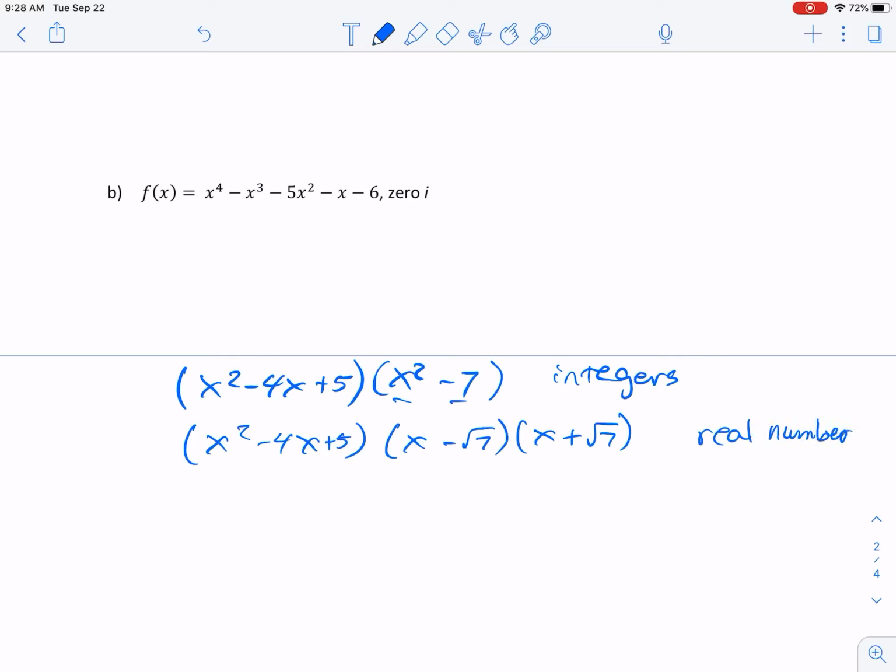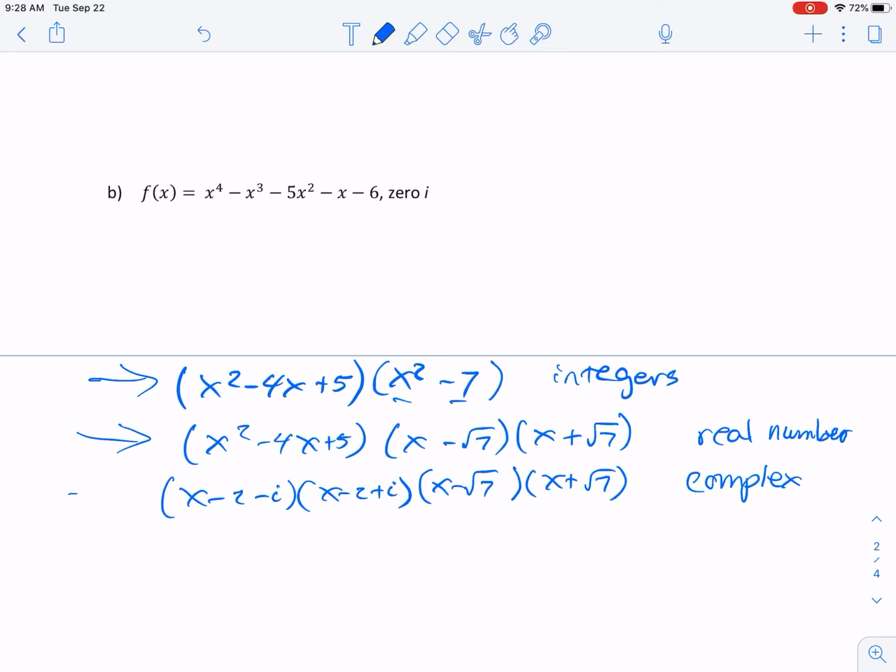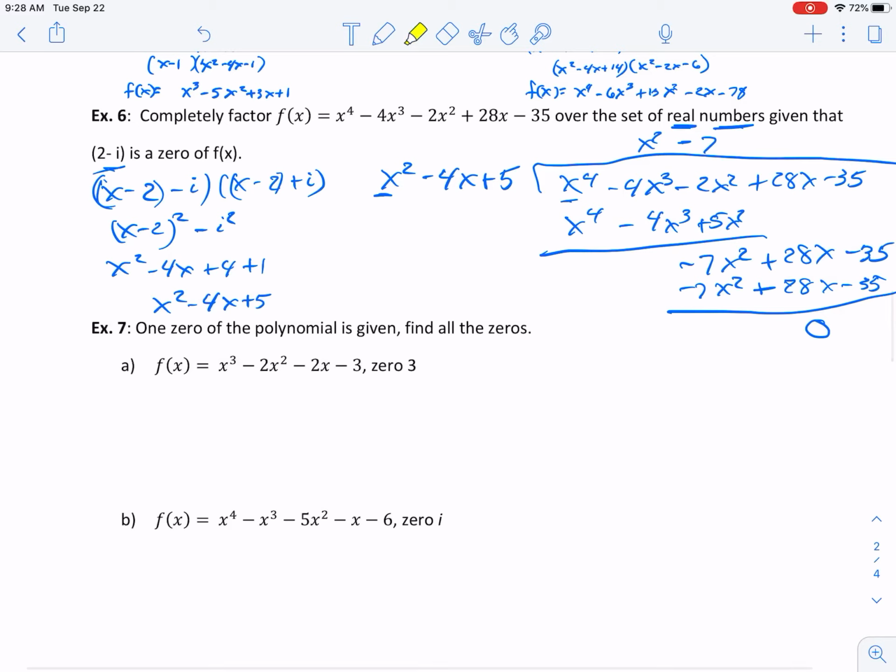Over complex numbers, you end up with x minus 2 minus i, x minus 2 plus i, x minus root 7, and x plus root 7. That's over the complex numbers. Okay, so if they ask you to factor it, this is over integers, this is over real numbers, this is over complex numbers. And they'll all get you back to this polynomial. All right?